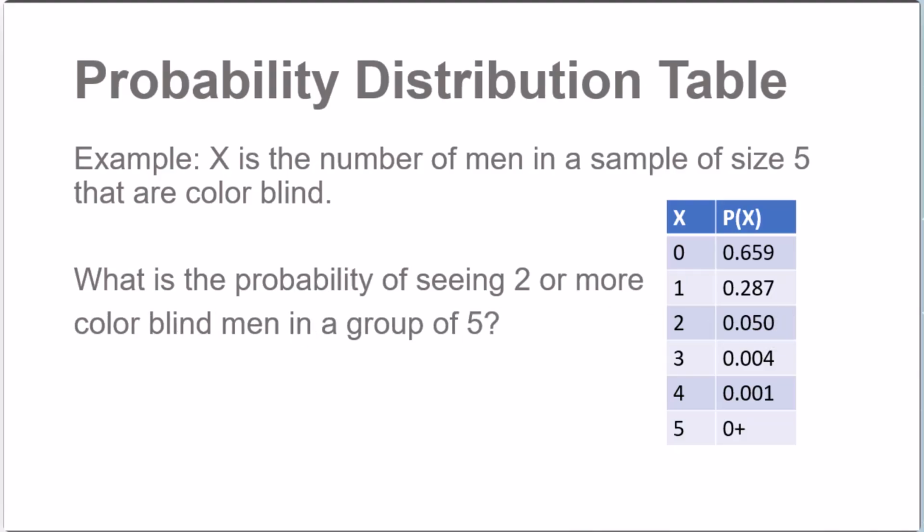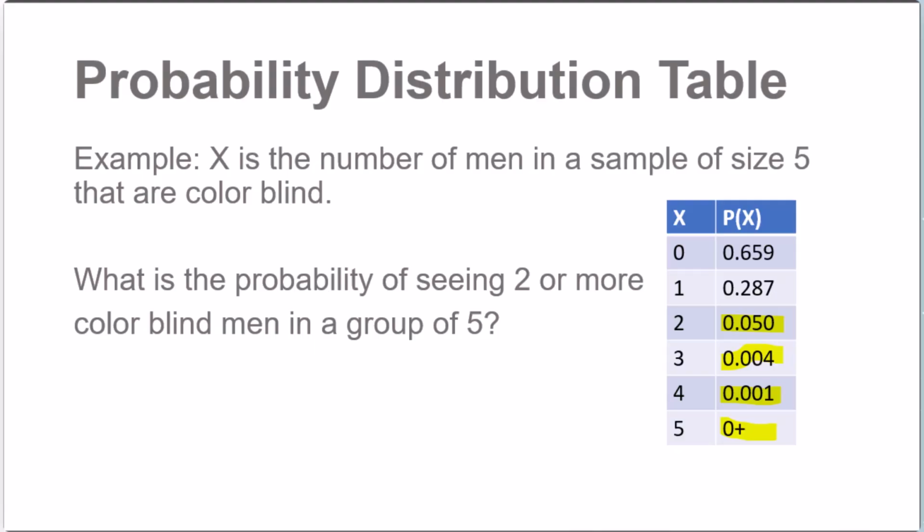Another example, what's the probability of seeing 2 or more colorblind men in a group of 5? So this would involve multiple options in this table. So we'd be looking at the probability that x is 2 or 3 or 4 or 5. So I'm going to take all of those probabilities and add them up. I am using the addition rule here, but because these are all mutually exclusive events, I can't have x be 1 and also 2. I don't have to worry about any kind of overlap. I would just add those numbers directly.